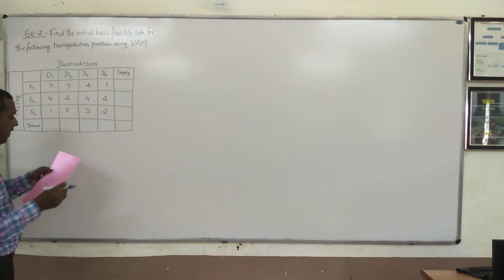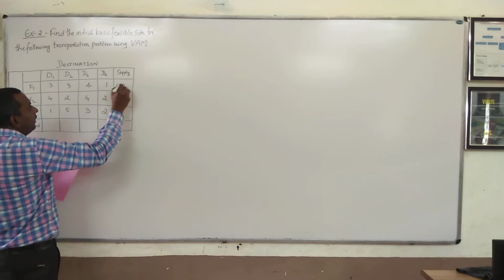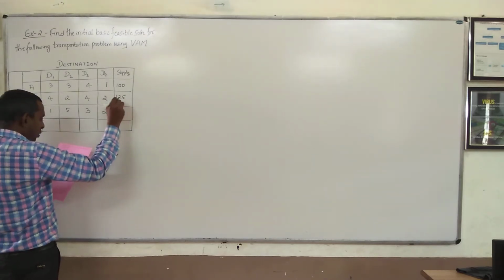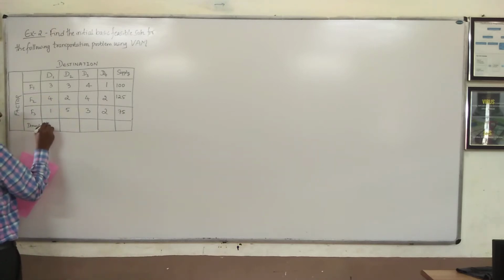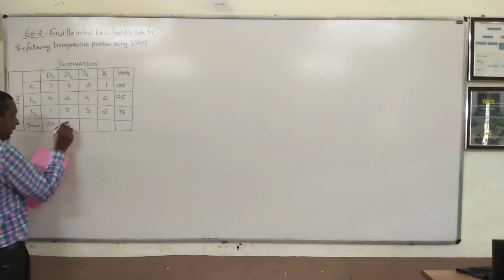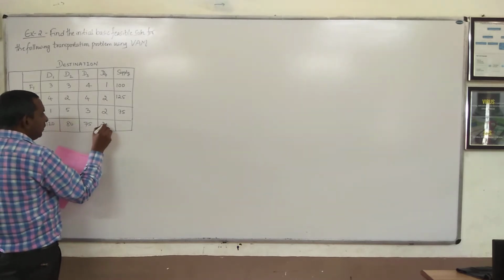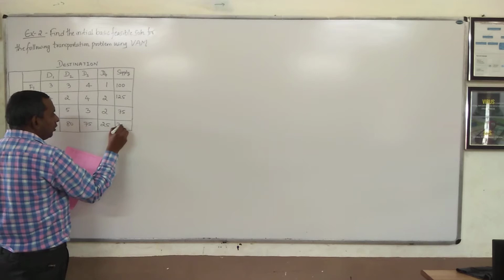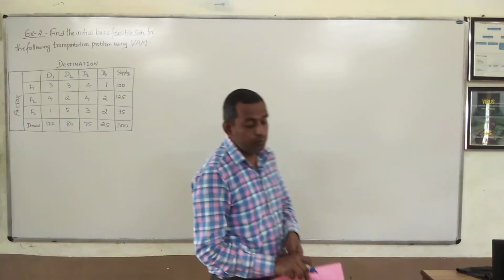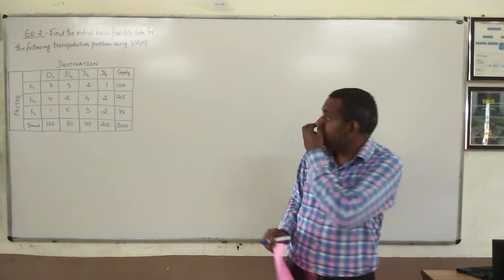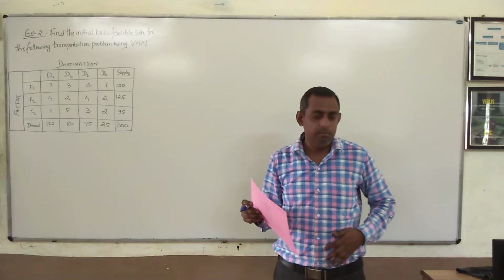Let me write the supplies here: 100, 125, 75. The demands are 120, 80, 75, 25. Total 300. We have to solve this transportation problem using Vogel's approximation method.